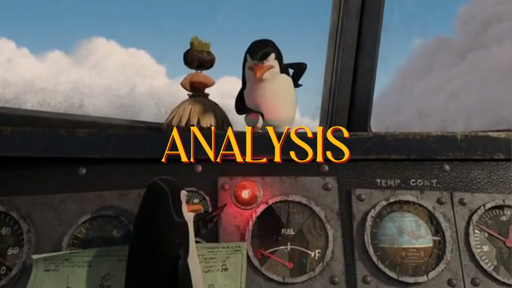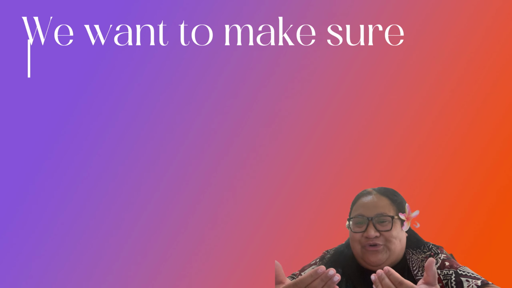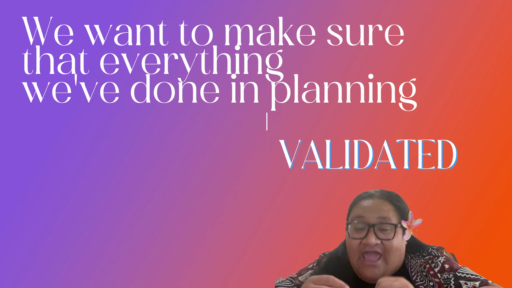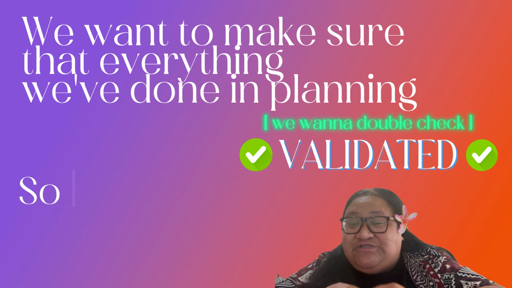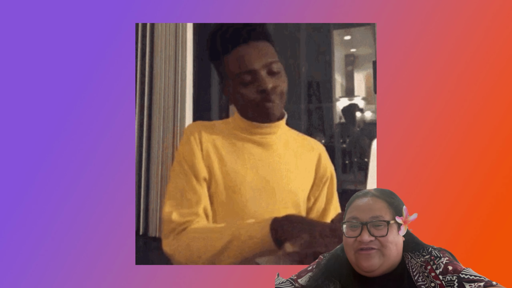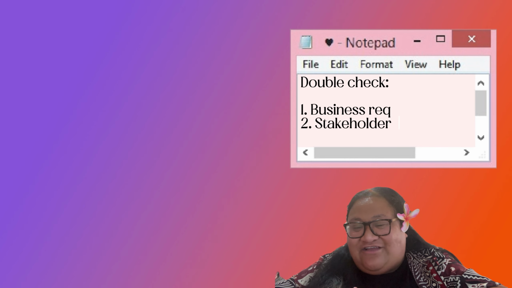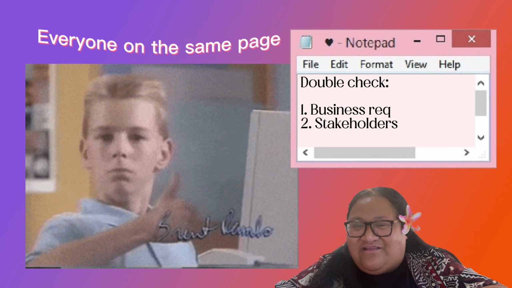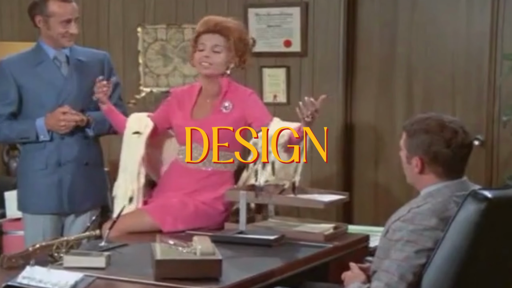Now, analysis. We want to make sure that everything that we've done in planning is validated, and we want to double check. So this is where analysis comes in. We have to make sure that everything we do is double checked so that when it's time to build, we've got everything sorted. We double check the following: our business requirements and our stakeholders, just to make sure we're all on the same page before we get into the next stuff.